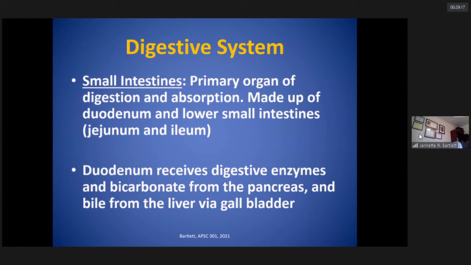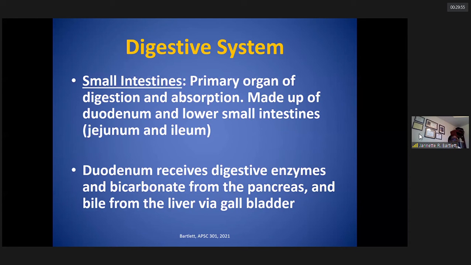Okay, now we get to the small intestines. This is the primary organ of digestion and absorption. So this is where the bulk of everything happens. But if the first part didn't happen, nothing is going to happen here. So they refer to the small intestines as a primary organ of digestion and absorption. When I was showing you the diagram, I said that it is made up of the duodenum, the jejunum and the ileum. Those are the three parts of the small intestine.